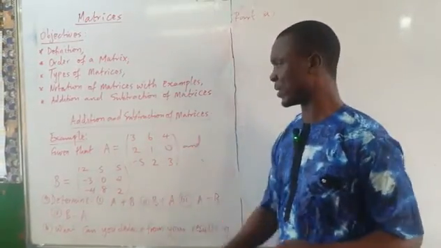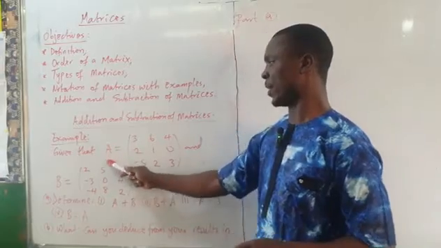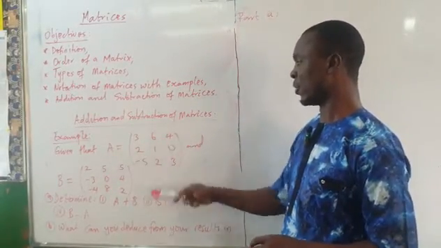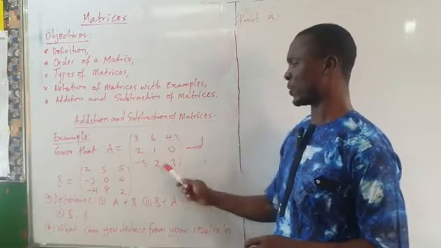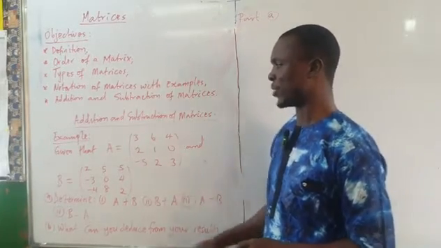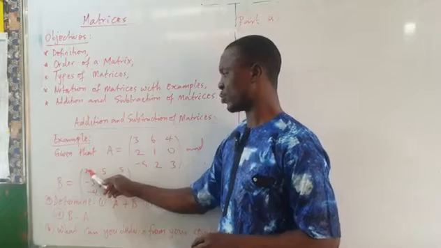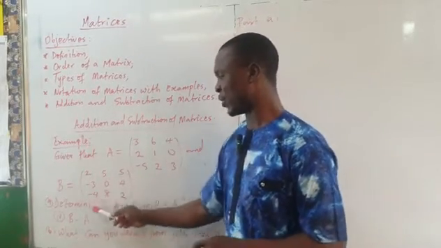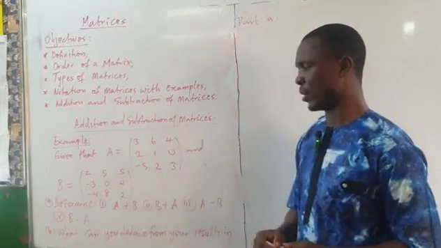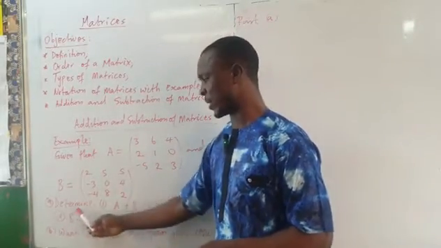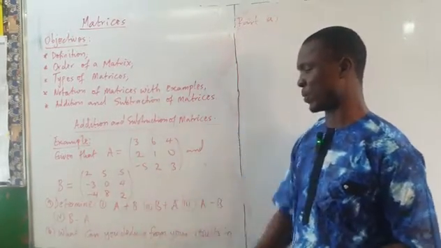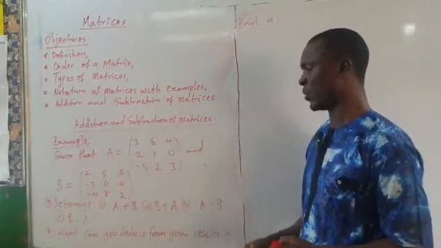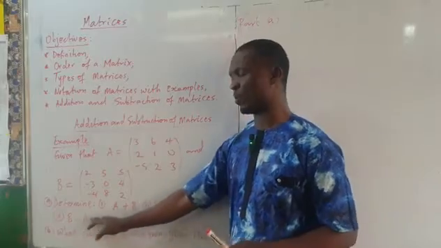And the question says, given that matrix A equals 3, 6, 4, 2, 1, 0, minus 5, 2, 3. Matrix B is 2, 5, 5, minus 3, 0, 4, minus 4, 8, 2. So the question now says, determine Roman figure 1, A plus B. Roman figure 2, B plus A. Roman figure 3, A minus B. And Roman figure 4, B minus A.